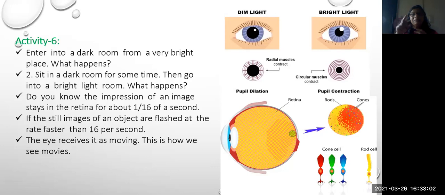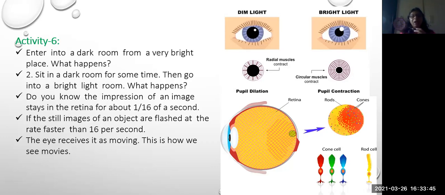The two types of pigments are there, isn't it? Rods and cones, photoreceptors. So they take a little bit of adjustment. It takes time. Once they adjust, then you are able to see the images. So do you know the impression of an image stays in the retina for about 1/16 of a second. If you see a picture or something constantly for 5 minutes or something, then even if you close your eye, that picture will appear in front of you only.